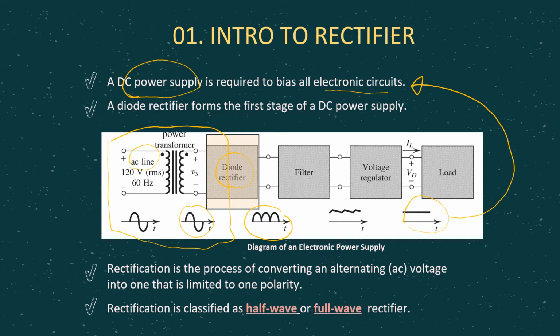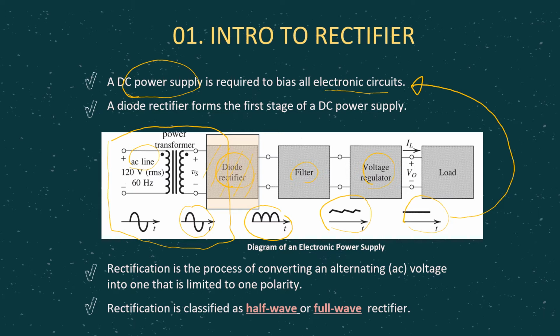Then if we go further, the signal is being connected to a filter. Then as you can see here, we can have some sort of ripple signal. Then if it goes through the voltage regulator here, in this case, now only we can get a straight line representing DC power supply. Then only it can be connected to our electronic circuits. What I want to highlight here is this box, which is the diode rectifier.